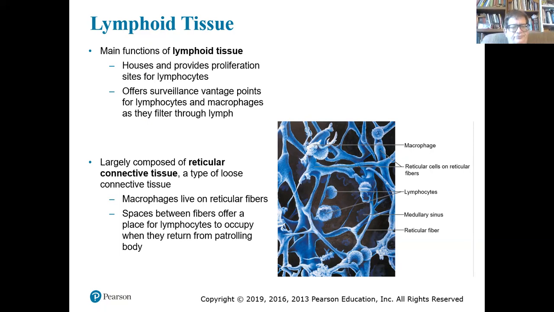So this is mostly made, like we said, of reticular connective tissue, which is a loose connective tissue. You have a lot of macrophages living on the reticular tissue. You see right here, right here, right here. Okay, the spaces between the fibers, it says, is a place for lymphocytes to occupy when they return from patrolling the body. That's especially T lymphocytes. Remember, the T, you could say, is for traveling. It's also for thymus, which is where they mature and become immunocompetent. But it's for traveling because they move through the body more than, say, the B cells do.